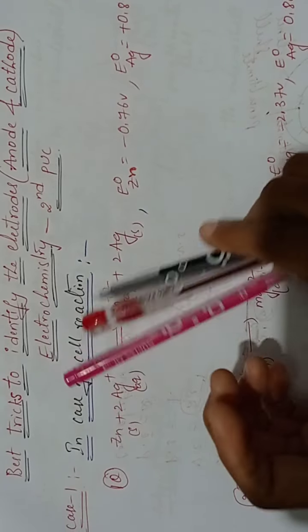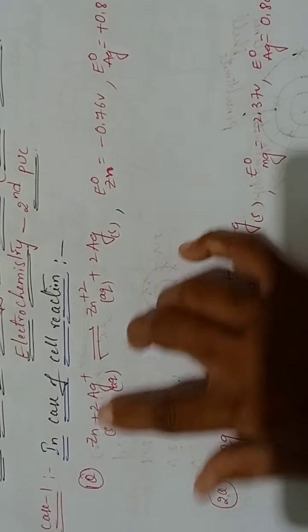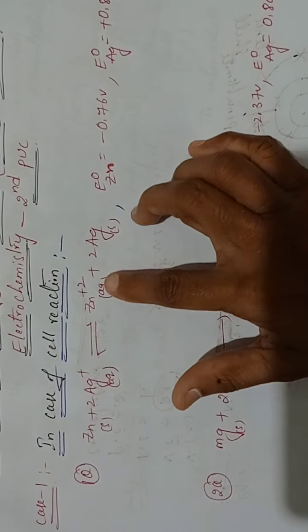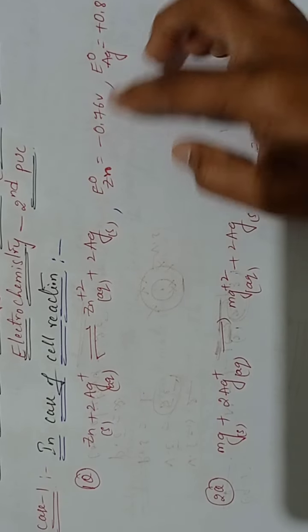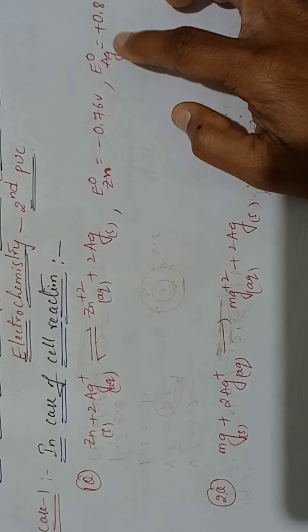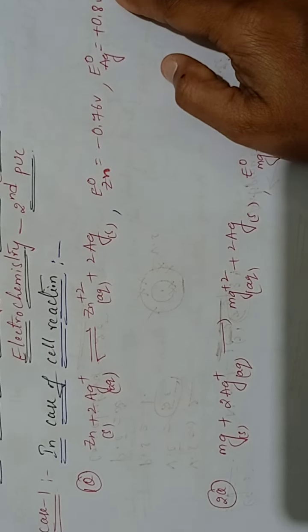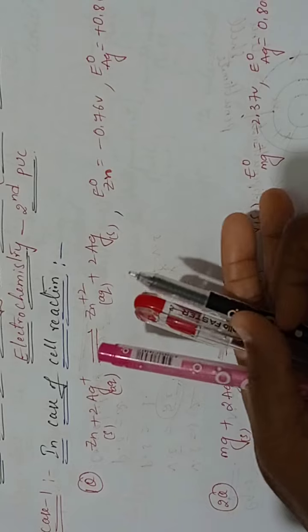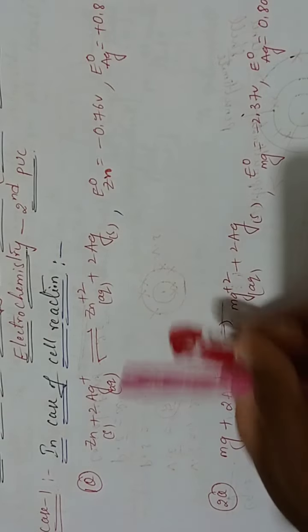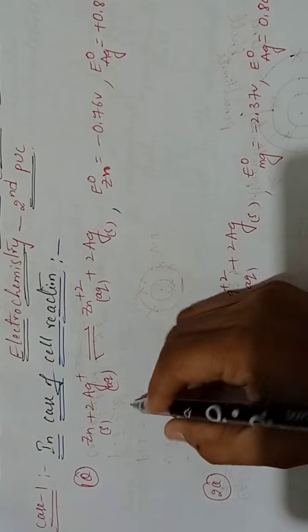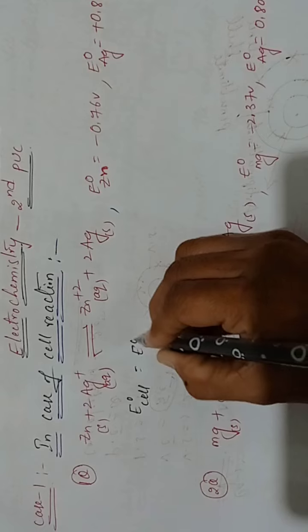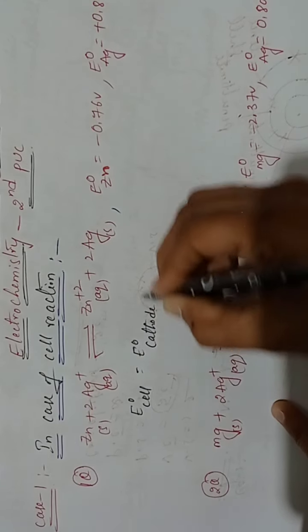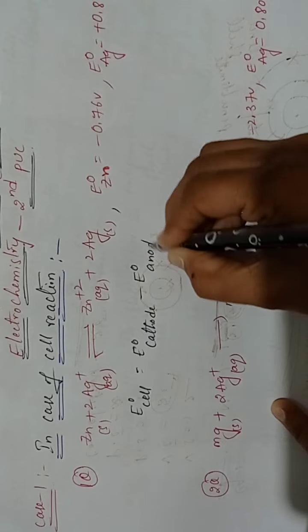Now see, students, just to save time, I wrote these equations before. Zn + 2Ag+ gives Zn2+ + 2Ag. Here the standard electrode potential of zinc is given, and the standard electrode potential of silver is also given, 0.8 volts. We have to find the E° cell value. How to find E° cell? E° cell is equal to E° cathode minus E° anode.